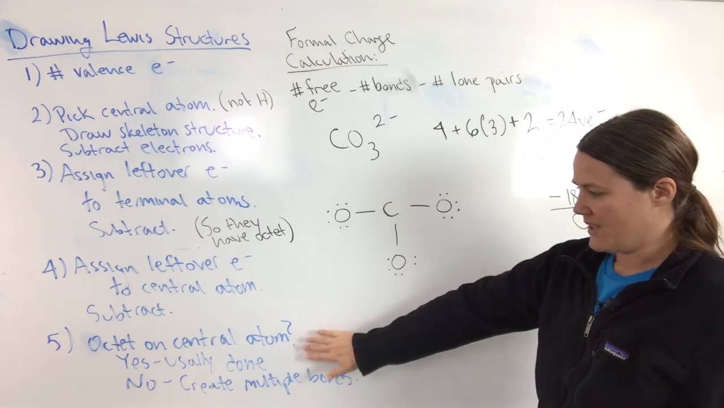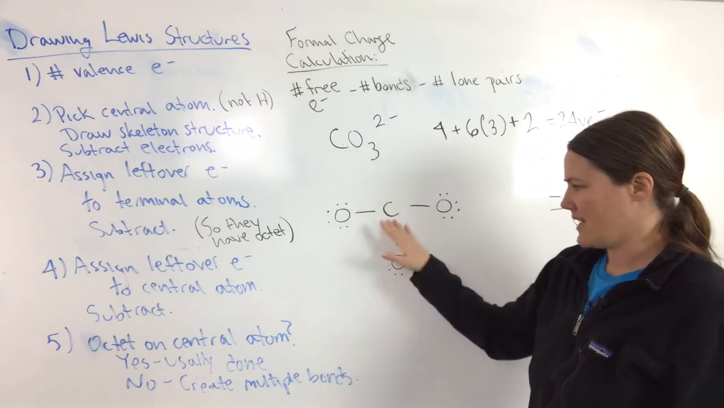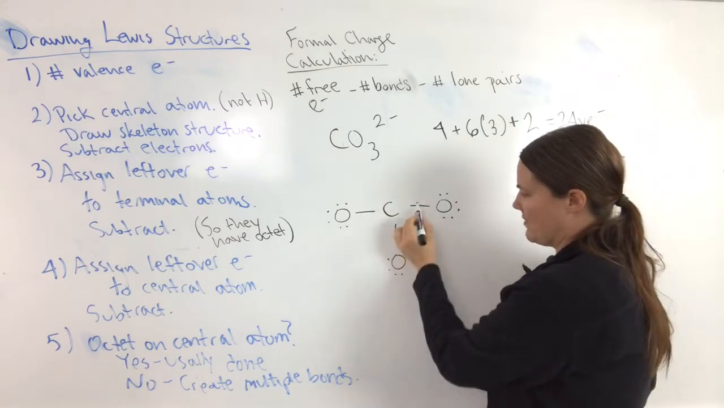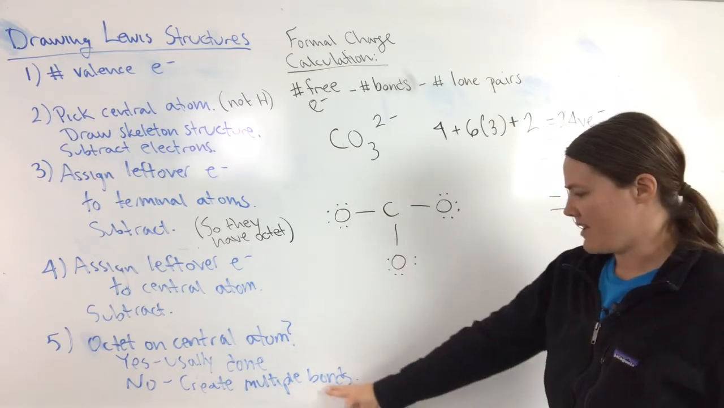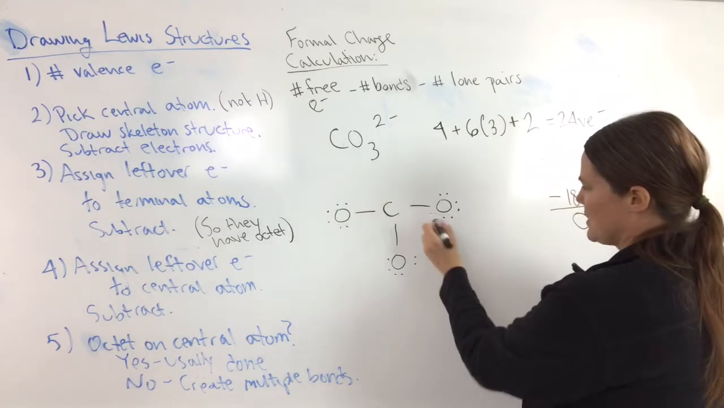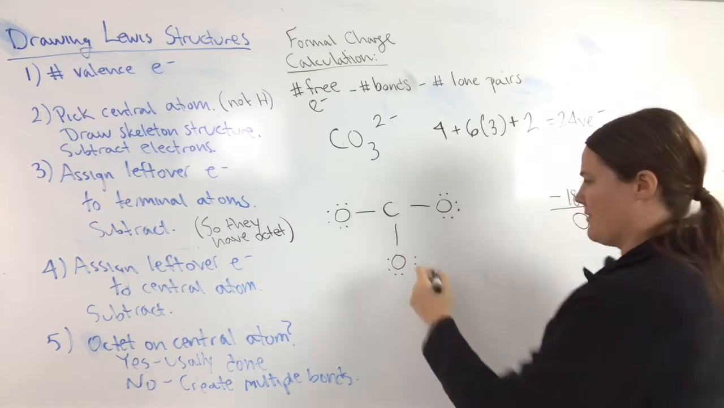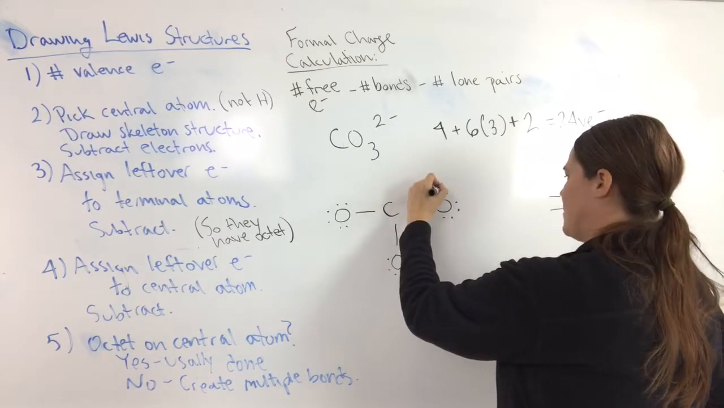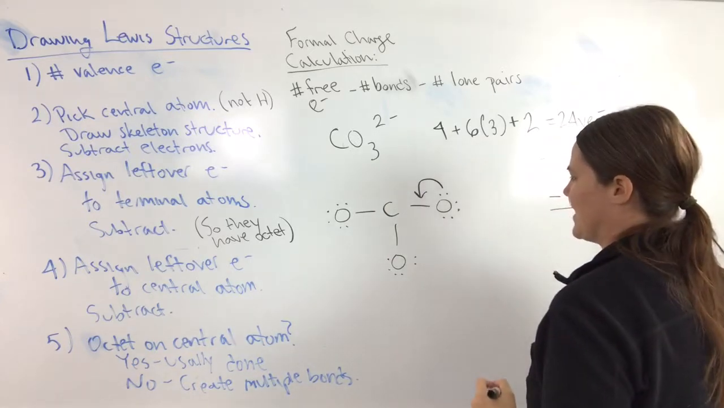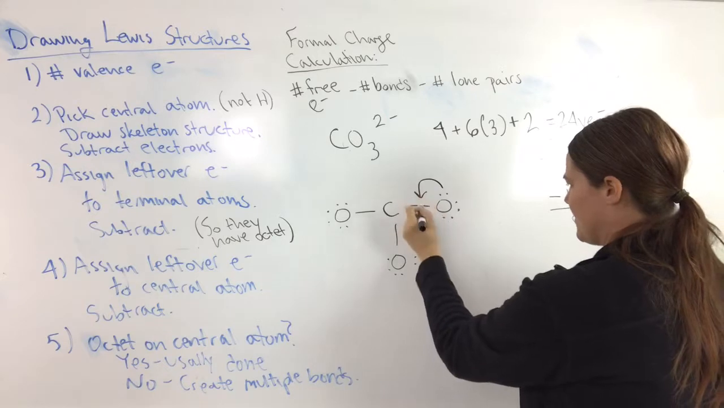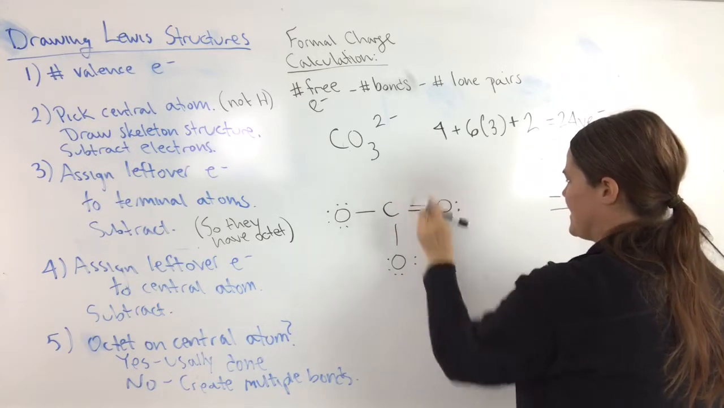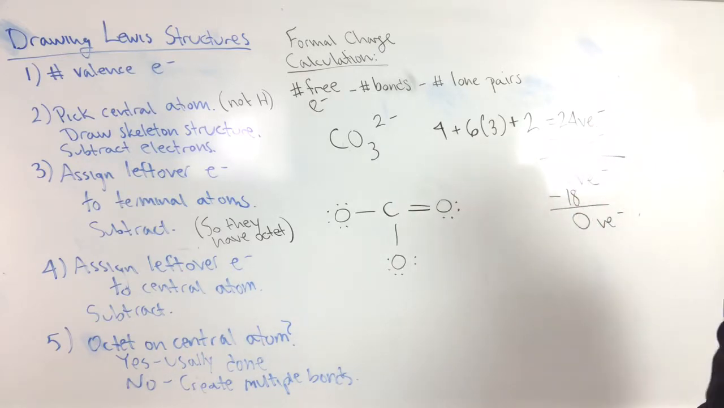Going to the next rule, is there an octet on carbon? Well, let's look. So we have 1, 2, 3, 4, 5, 6. Carbon doesn't have an octet, so we need to create multiple bonds. What we're going to do is move 2 electrons off of one of these oxygens and form a double bond with carbon to give carbon 2 more electrons. To save room, I'm just going to draw the double bond and erase 2 of the electrons.